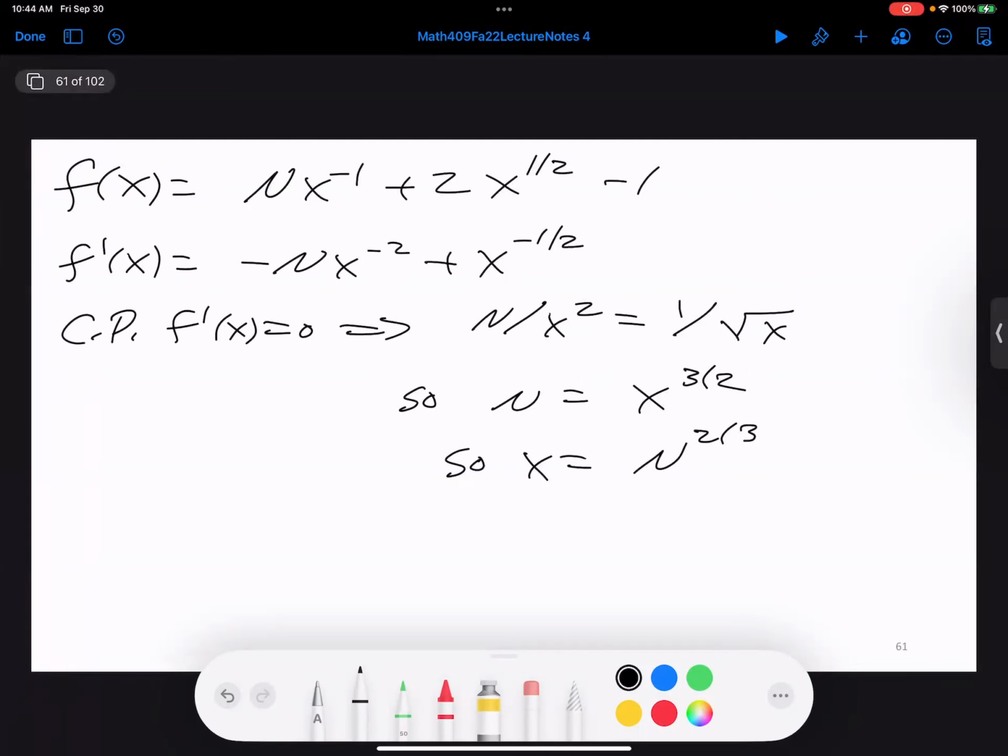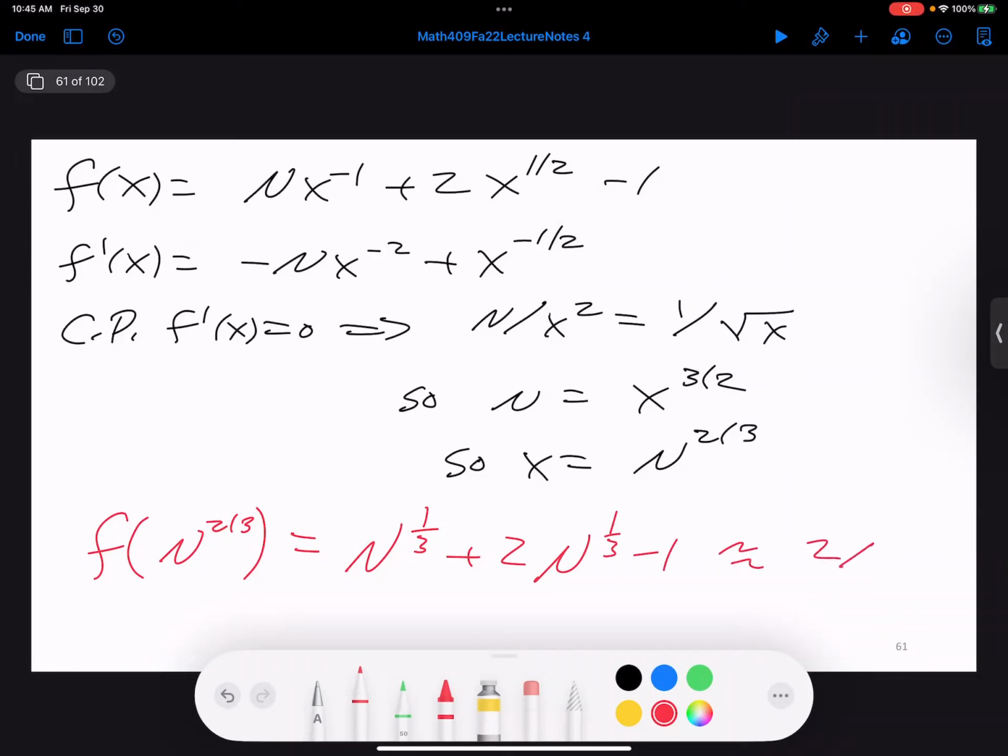equals n to the 2/3. So if we plug that in, f of n to the 2/3 is going to be n divided by n to the 2/3, which is n to the 1/3, right? Plus 2 times n to the 2/3 to the 1/2, which is also n to the 1/3, minus 1, which is basically 2n to the 1/3. Right? I'm sorry? 3, sorry. I think, yeah, I can change the 2 to a 3. Yes, that's not too bad.